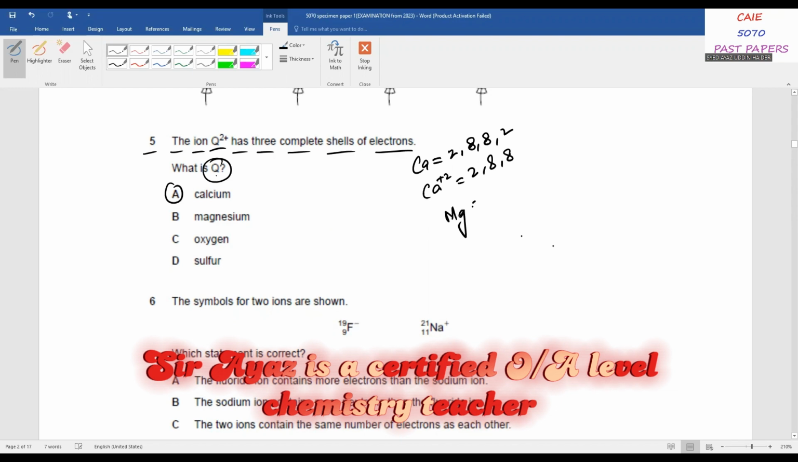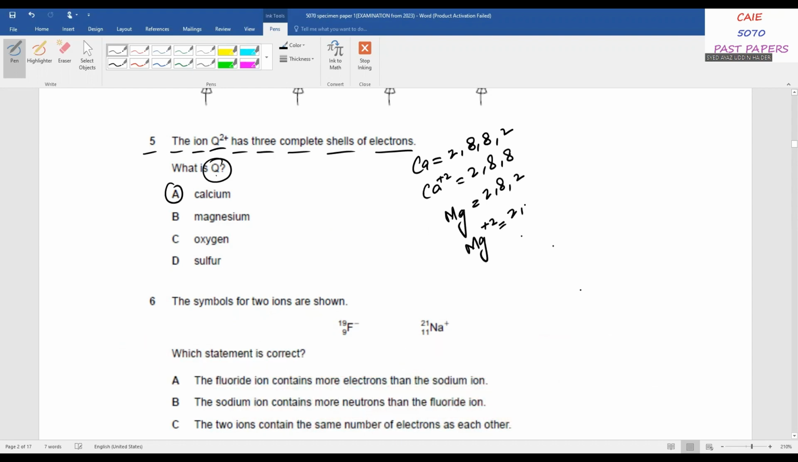So the proton number of magnesium is 12, which means it has 12 electrons. So we have 2, 8, 2. After losing 2 electrons, it will form the Mg2+ ion with the electronic configuration 2, 8. So now magnesium has 2 complete shells of electrons. So you can't have magnesium as your correct answer. The only answer A will be the correct one for this question.